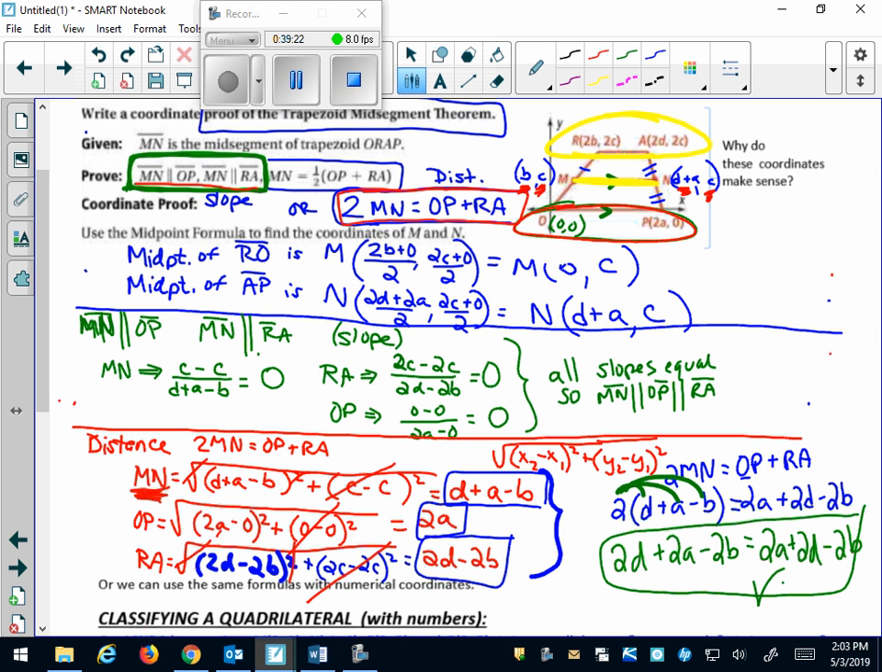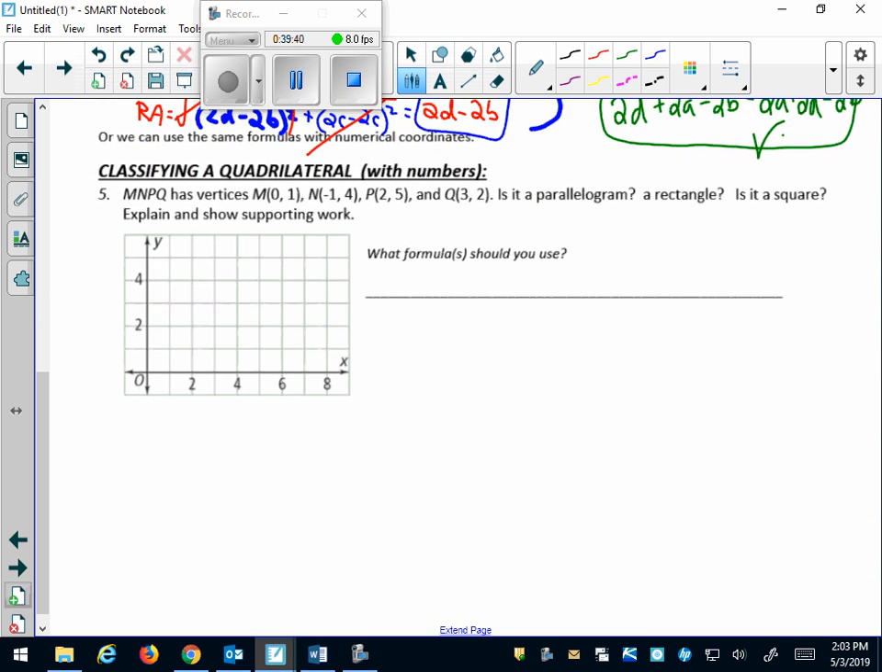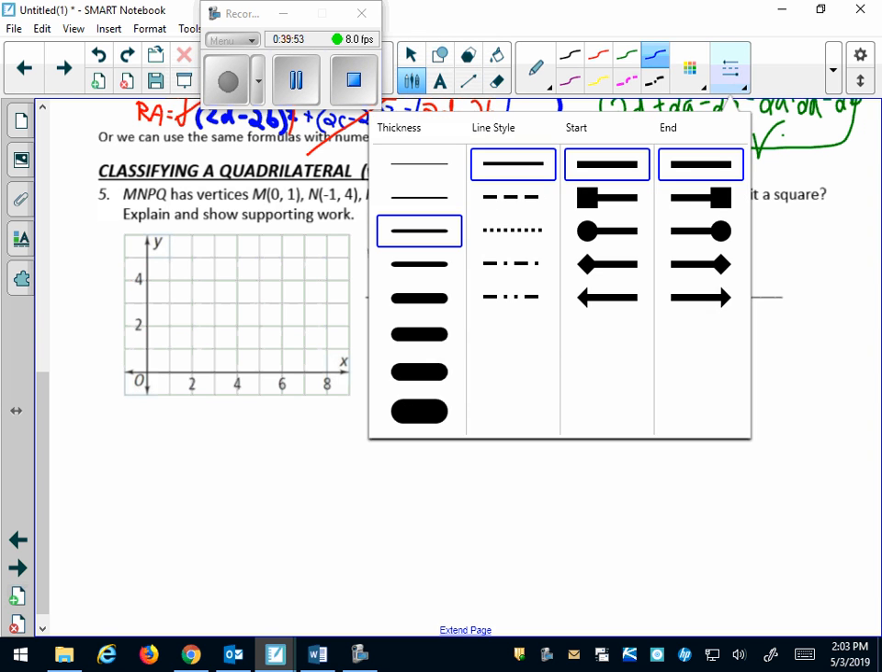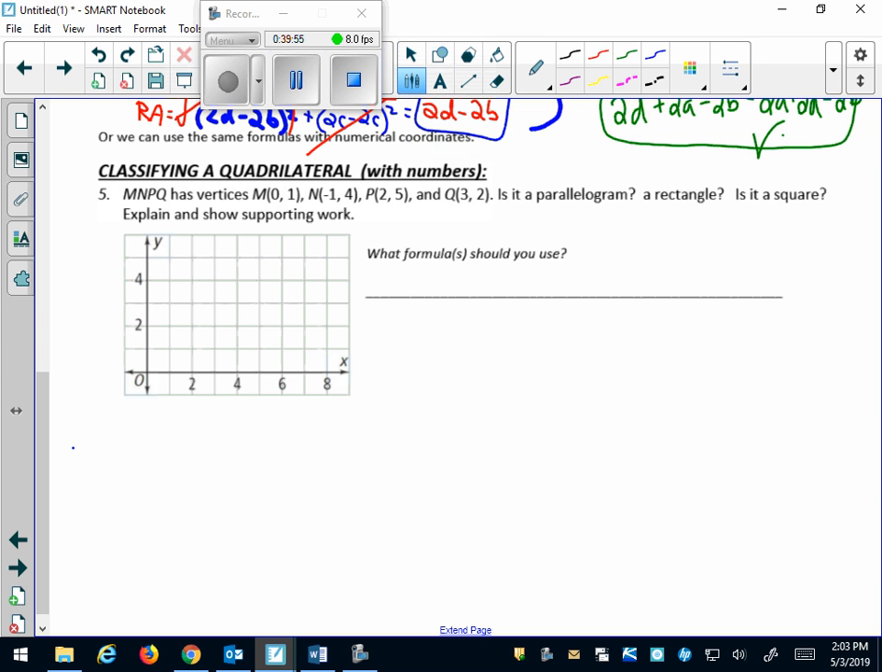It takes a general polygon with variables, uses the formulas to basically algebraically prove that these properties are true. Okay, like I mentioned earlier, sometimes we are asked to use actual numbers and classify a given specific quadrilateral instead of proving something about a general quadrilateral. So let's take this one quickly.